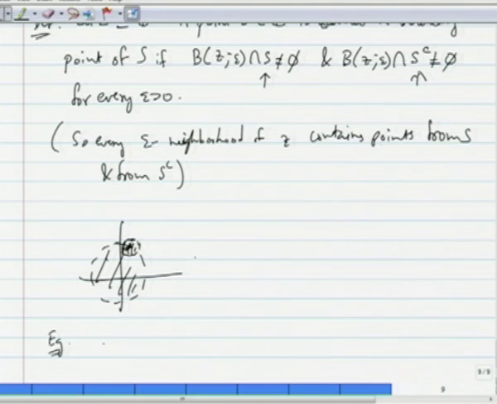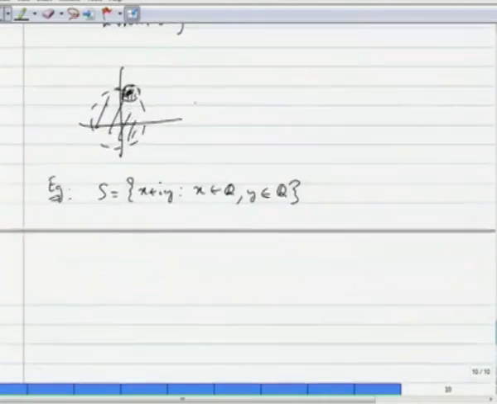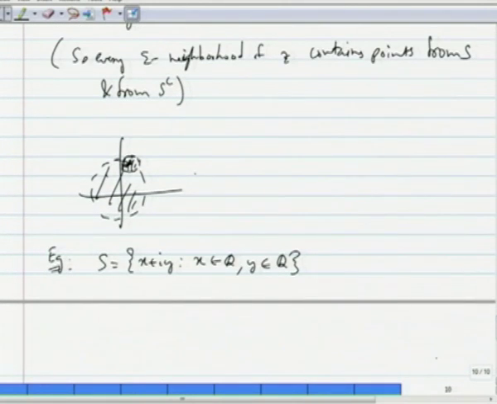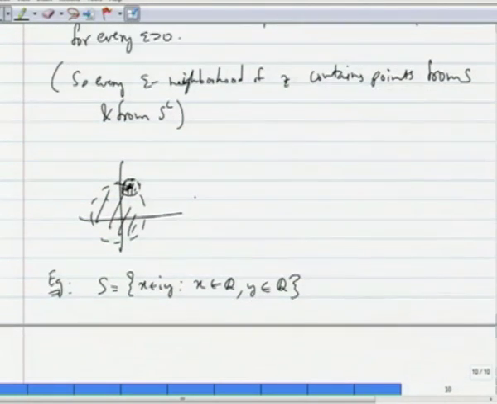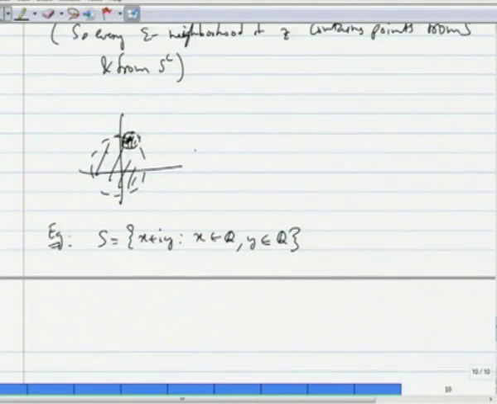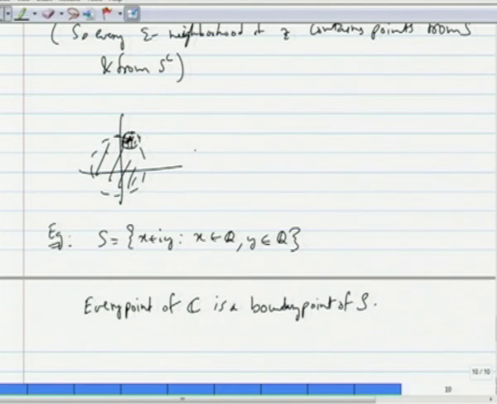Another example is, let us revisit our set S equals the set of all x plus iy such that x belongs to Q and y belongs to Q. What are the boundary points? We saw that no point of this set is an interior point, and every point of the complex plane is actually a limit point of this set. So, it is a strange set, and what is also true is every point of the complex plane is actually a boundary point. So, every point of the complex plane, of C, is a boundary point of S. That is because if you take any neighborhood of any complex number, it will contain points with rational coordinates and it will contain points which do not have rational coordinates.